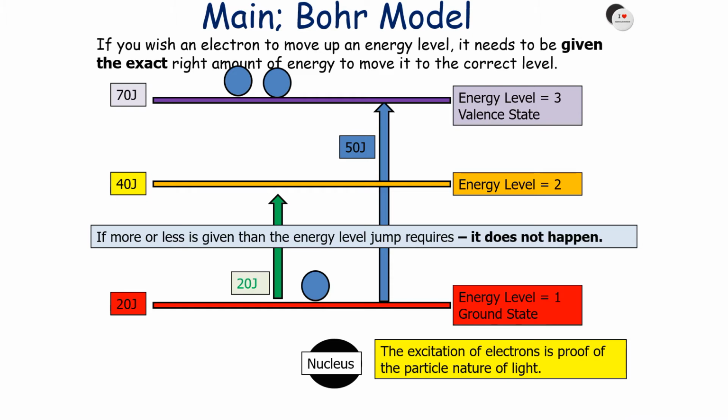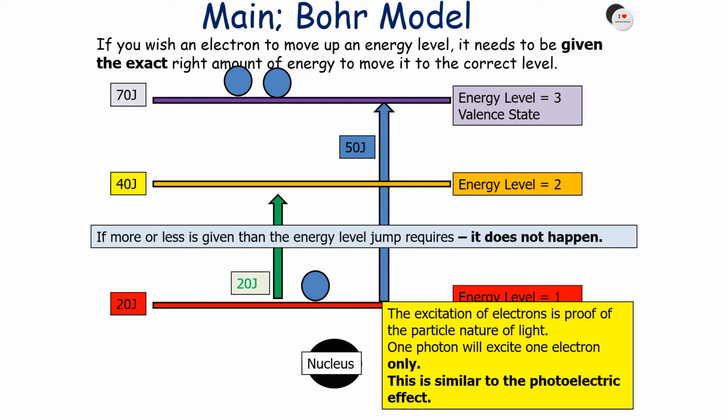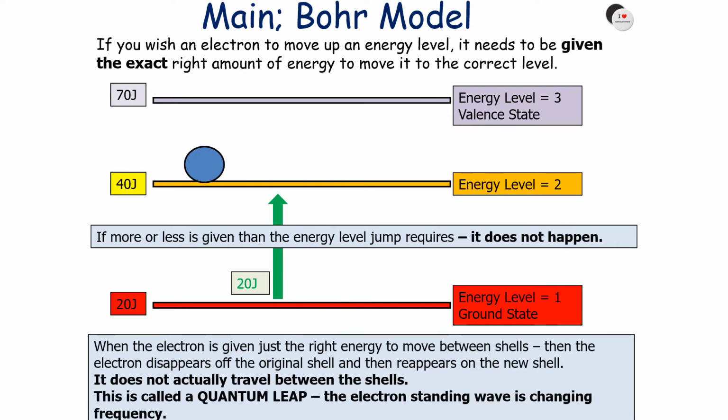So it is proof of the particle nature of light, because one photon can only be absorbed by one electron at a time, similar to the photoelectric effect. Now it's important to note that the electron does not travel between the shells when it jumps, rather it disappears from one shell and reappears on another. There is a quantum leap that takes place.